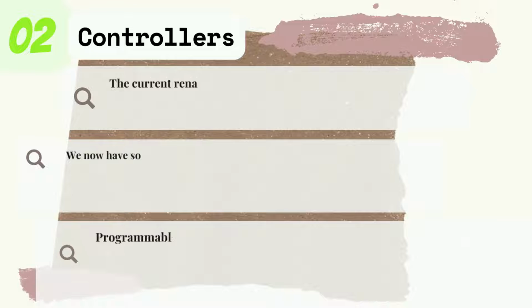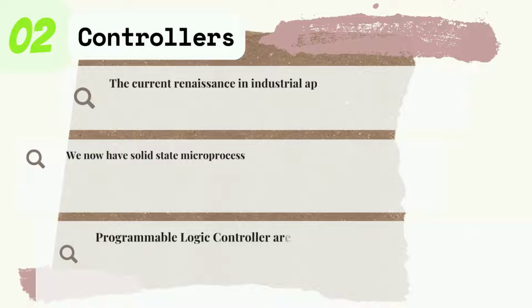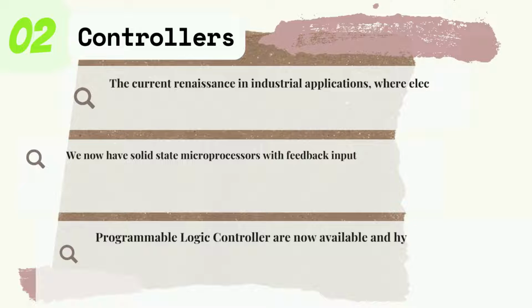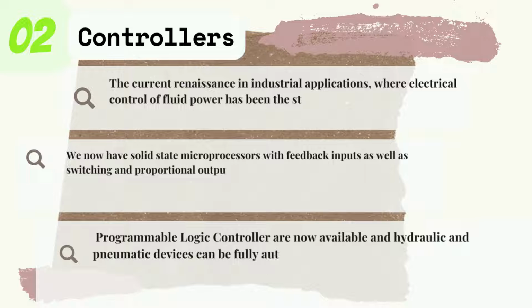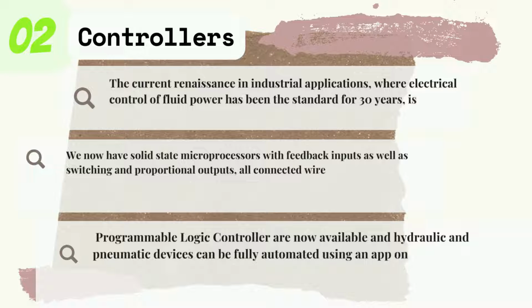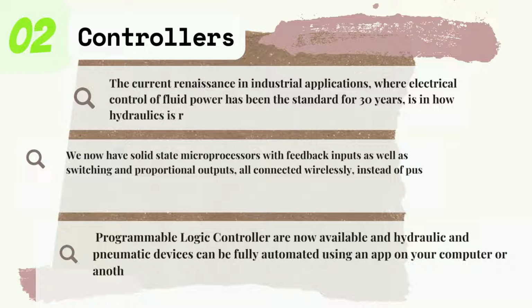Next is controller. The current renaissance in industrial application, where electrical control of fluid power has been the standard for 30 years, is in how hydraulics is regulated. We now have solid-state microprocessors with feedback input as well as switching and proportional output, all connected wirelessly instead of push-button relays and contactors. PLC or programmable logic control are now available, and hydraulic and pneumatic devices can be fully automated using an app on your computer or other device.